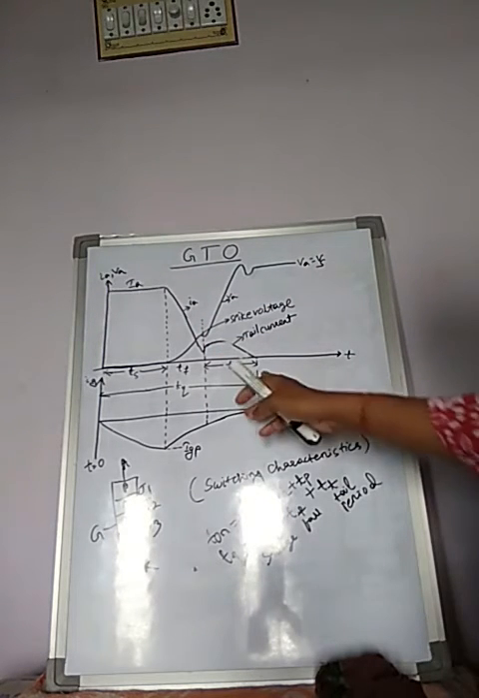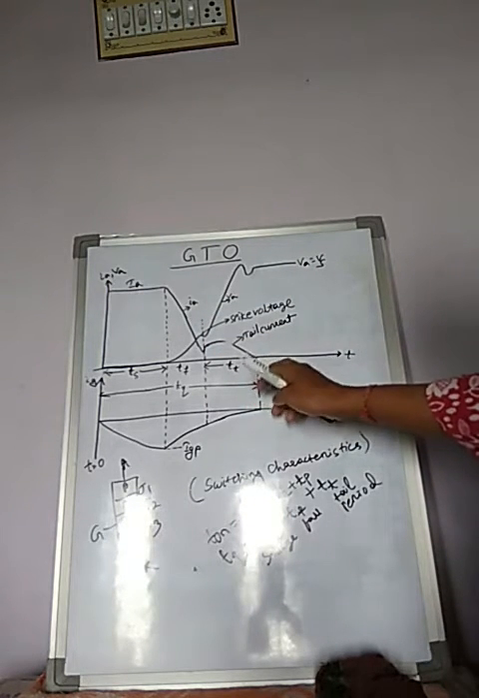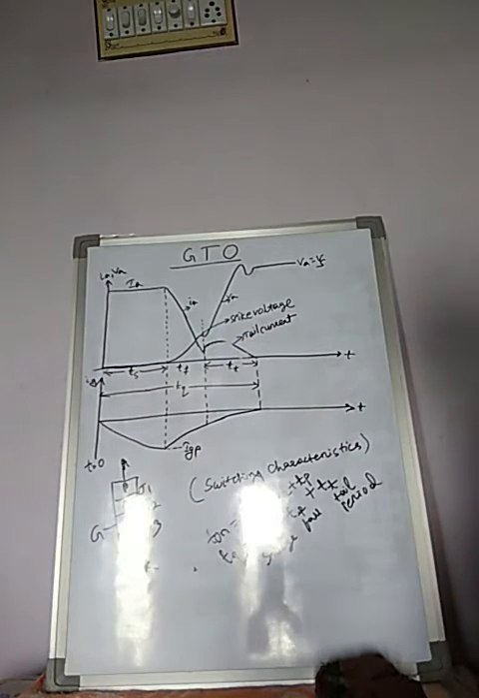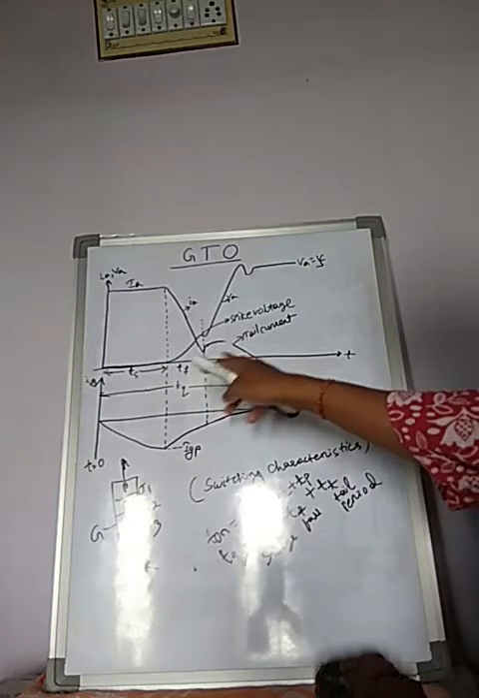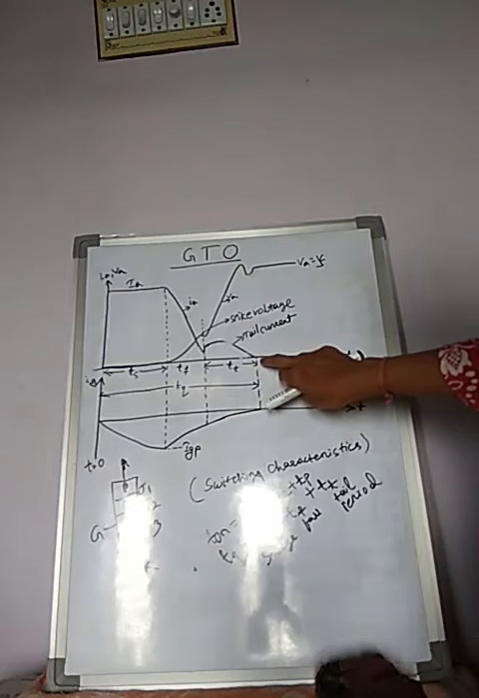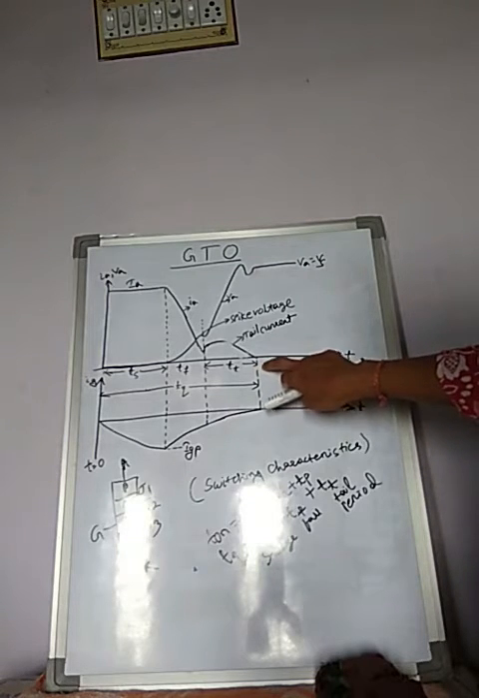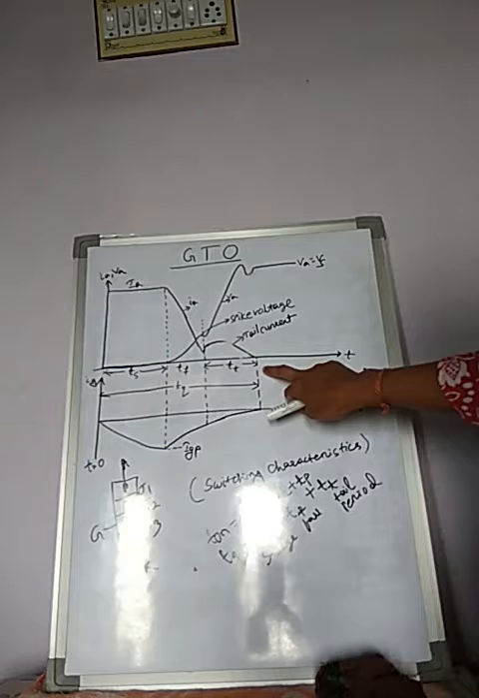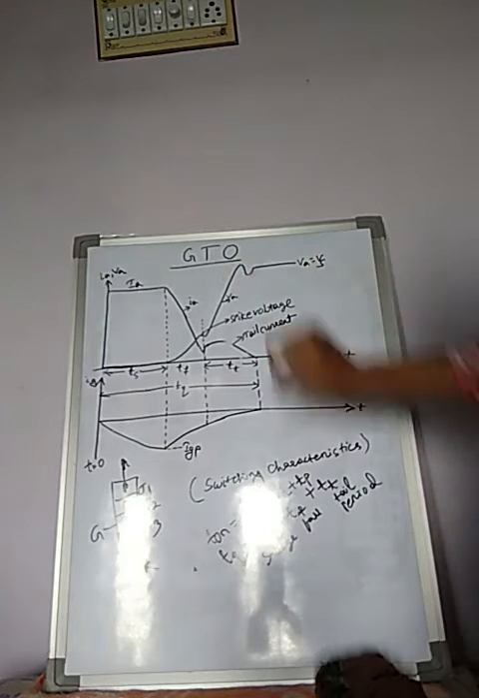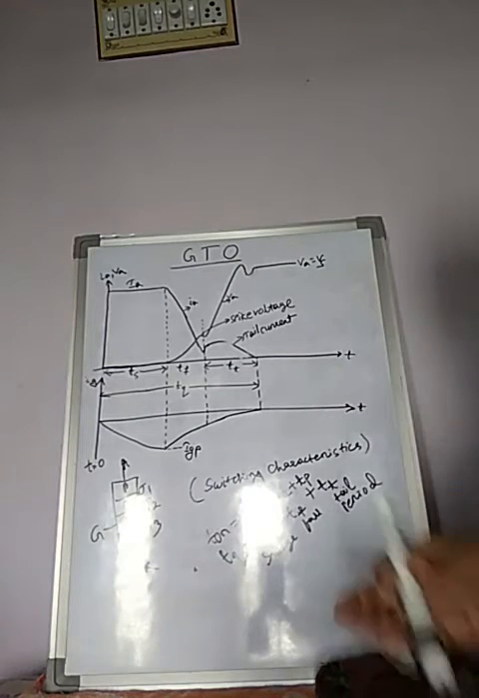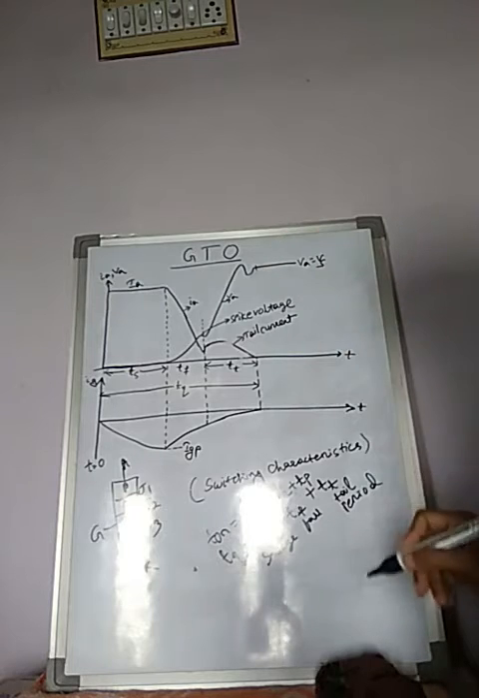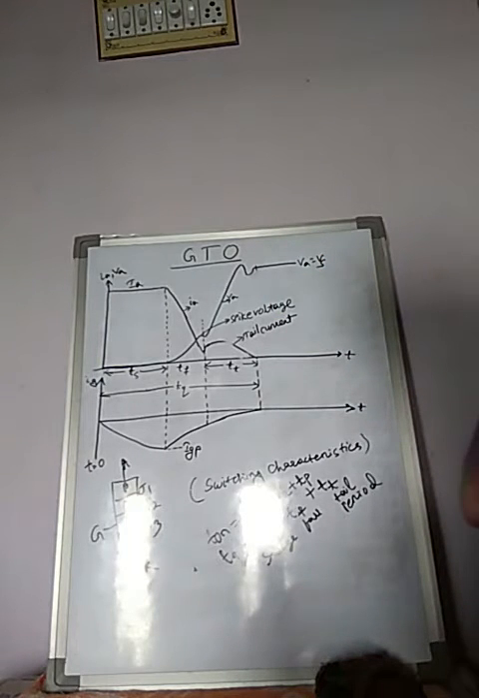So after time tt, during this tail time, the anode current is termed as tail current. After this tail period, anode current reaches zero value. After this tt, anode current reaches zero value, and VA undergoes a transient overshoot. This is the transient overshoot. VA undergoes, so the graph is like this at this point. That means I can draw.